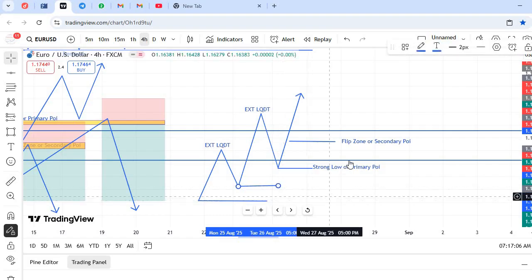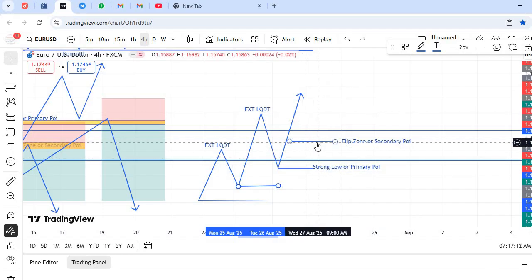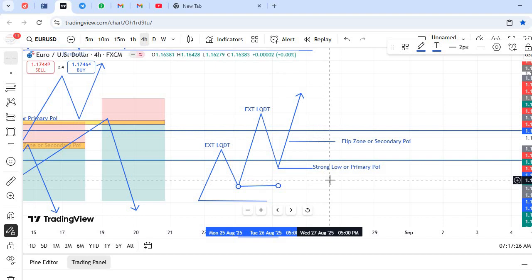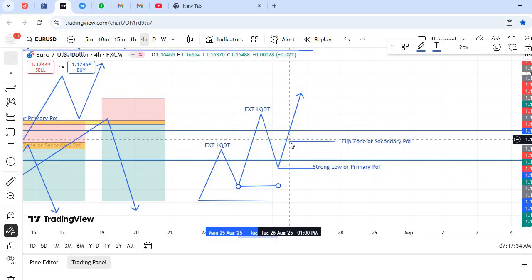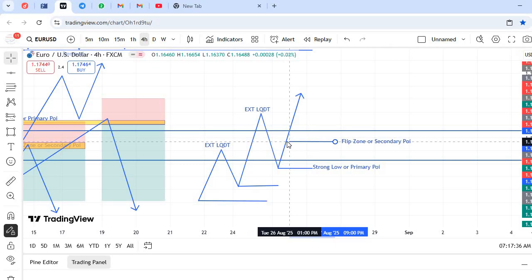Understand? So now what you are looking for is that this is the flip zone and this is the stronger one. So price can either get here and continue going up, or get here. But if price gets to this place and continues going lower, breaks out of this and takes out this low which is protected, then that means we are likely to have a change of trend to the downside. You understand?